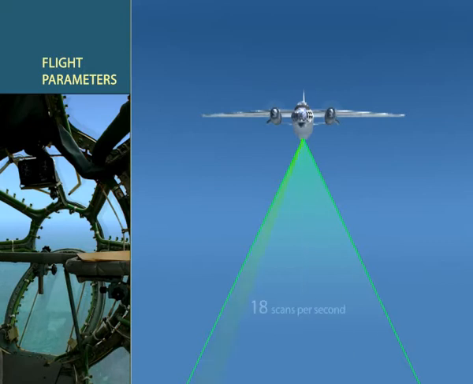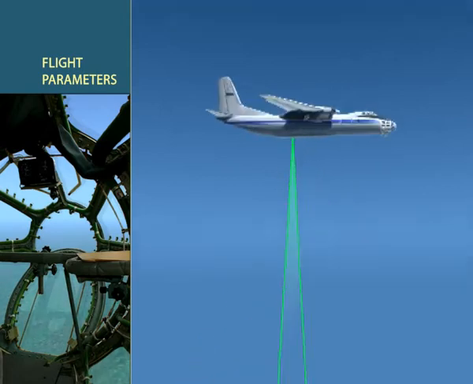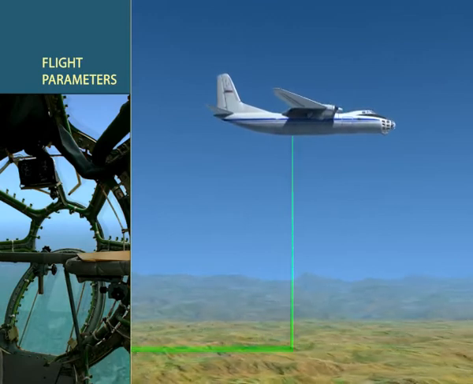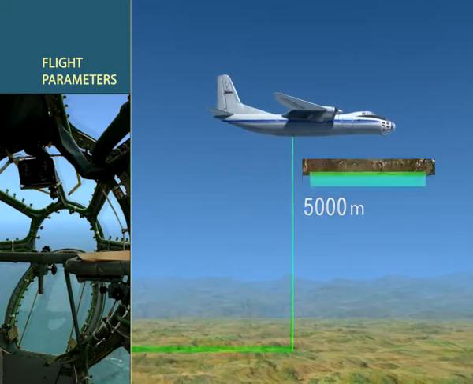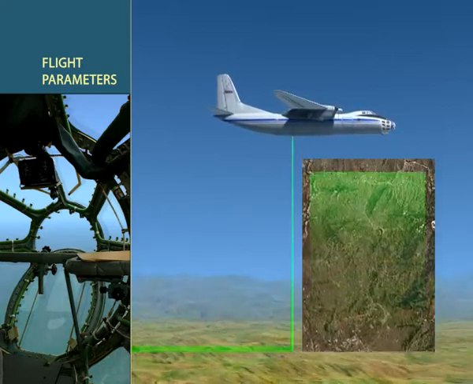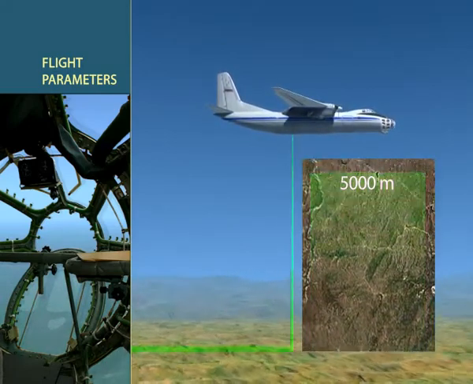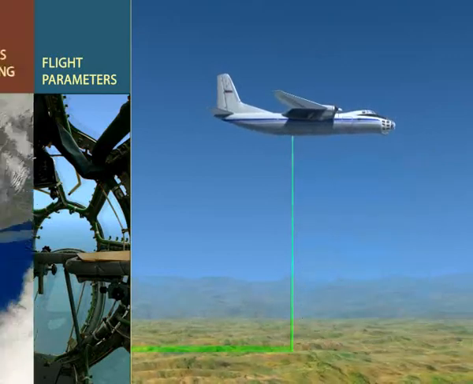The greatest possible angle of ground surface scanning is 70 degrees, with the scanning rate varying from 18 to 72 scans per second. Ground surface scanning from an Antonov 30 type aircraft is carried out at an altitude of 5,000 meters, which makes it possible to obtain a surface scanning zone with a width of 5,000 meters.